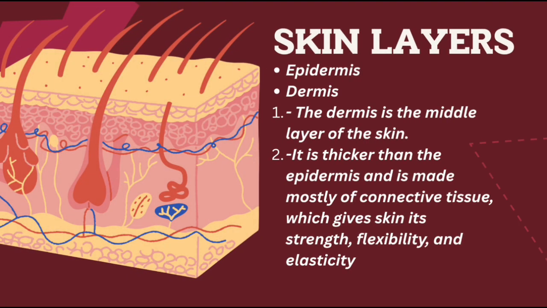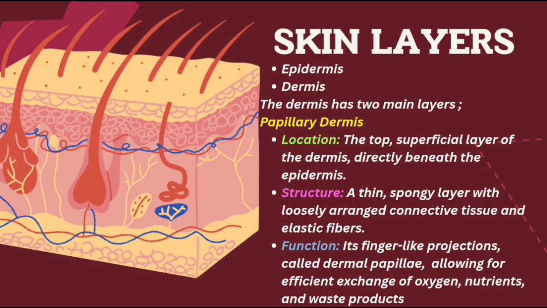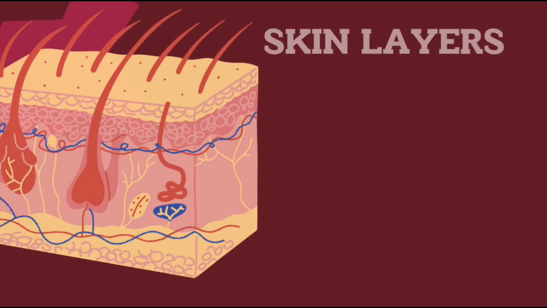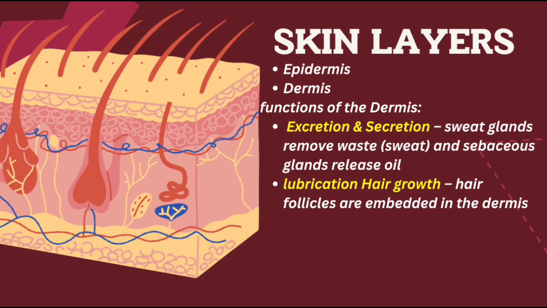The second layer is the dermis. The dermis is the middle layer of the skin. It is thicker than the epidermis and is made mostly of connective tissue, which gives skin its strength, flexibility, and elasticity. The dermis has two main layers: the papillary dermis, and the second layer, the reticular dermis. Its structures support strength, sensation, nourishment, excretion and secretion, lubrication, and hair growth.